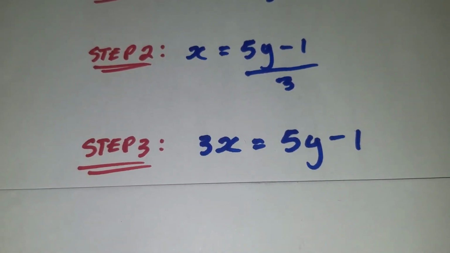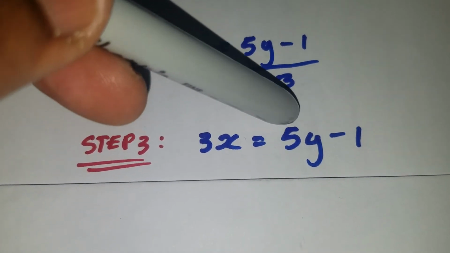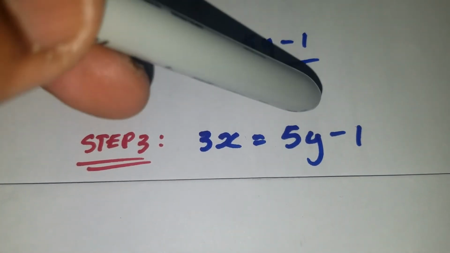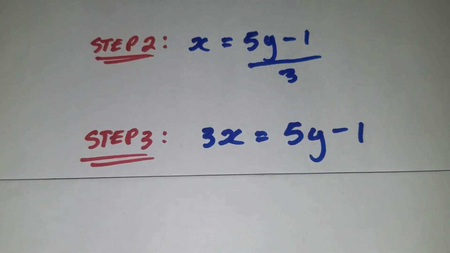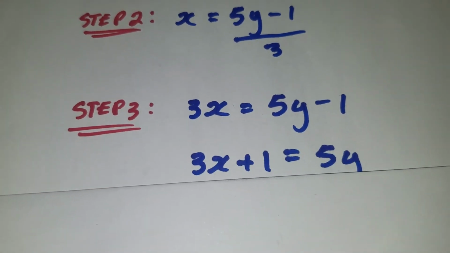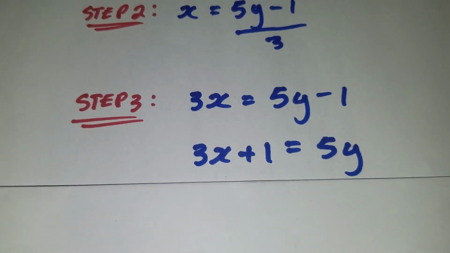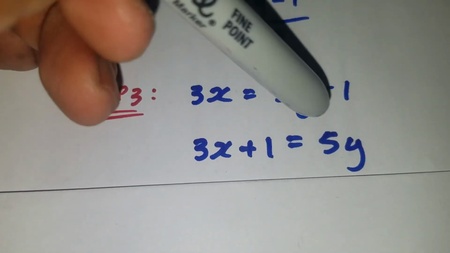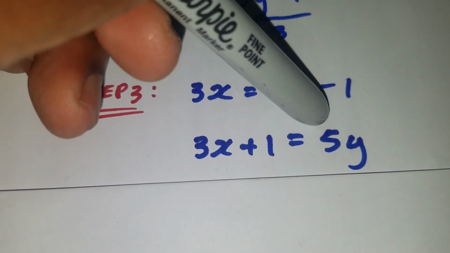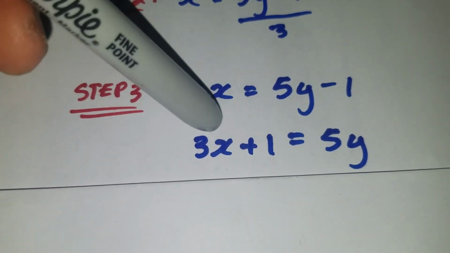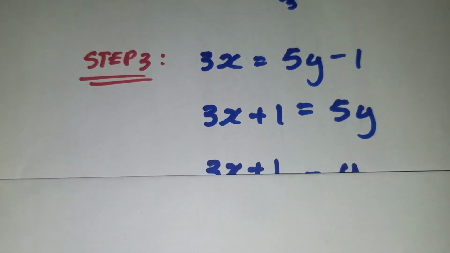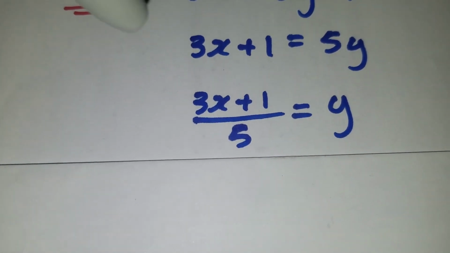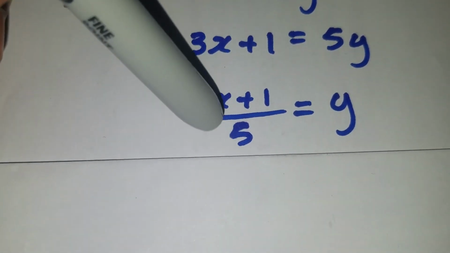which is 3x, will now be equal to 5y minus 1. And then the negative 1 over here will be a positive 1 over here, as you can see. And then the 5 that is being multiplied by the y, we have to divide by 5 here and divide by 5 here. So to get y, it will be equal to y equal to (3x plus 1) divided by 5.